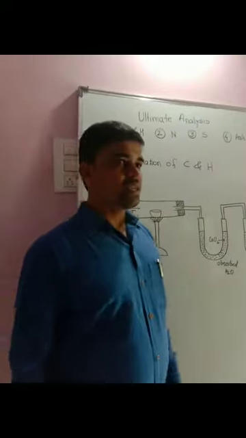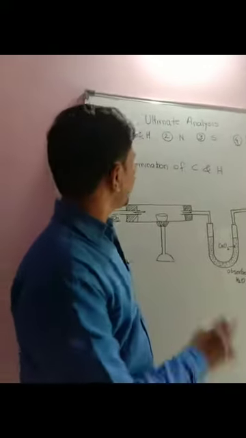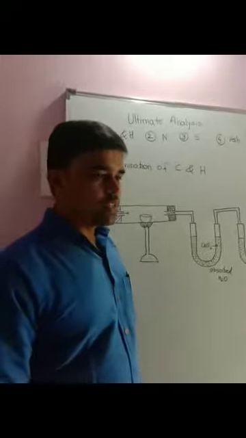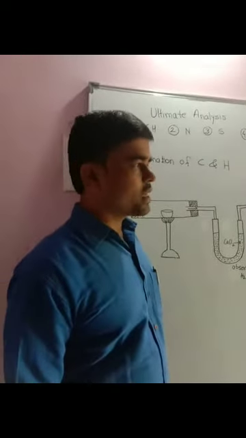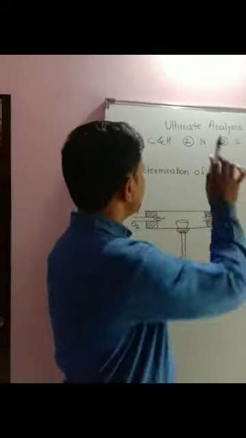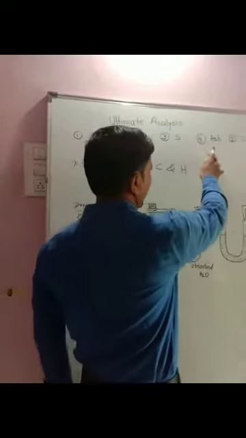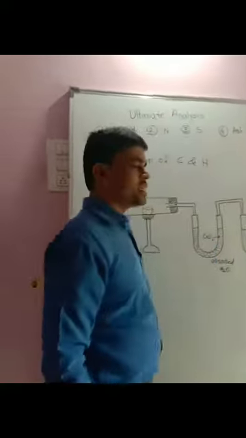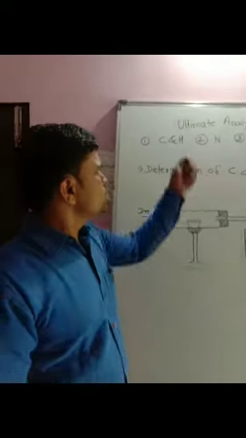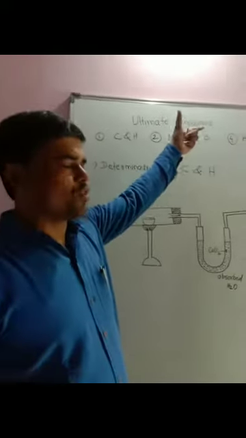Dear friends, in the last lecture, we had studied the proximate analysis of coal. Today, we will discuss the ultimate analysis of coal. The determination of carbon, hydrogen, nitrogen, sulfur, ash and oxygen content in the coal sample is known as the ultimate analysis of coal.